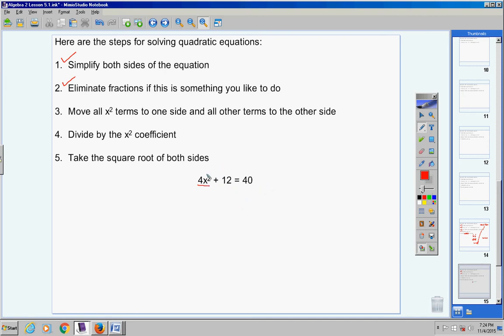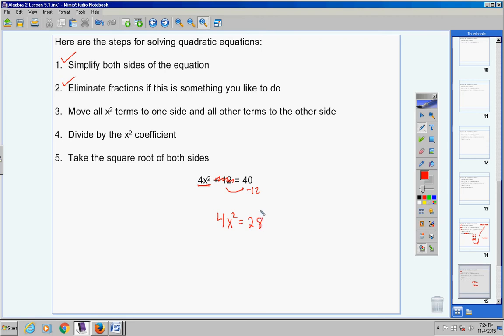So I want this all by itself on one side. Okay, now it would be more work if you brought the x squared over, 4x squared over here, and then your 40 over here. But you are more than welcome to do that. Okay, I'm not going to. Here's my x squared term. If I simply take this 12 and bring it over and make it a negative 12, then I have all of my x squared terms on one side and all of my other terms on the other side. Watch. Bring the 12 over, make it negative. And I'm left with 4x squared equals 28.